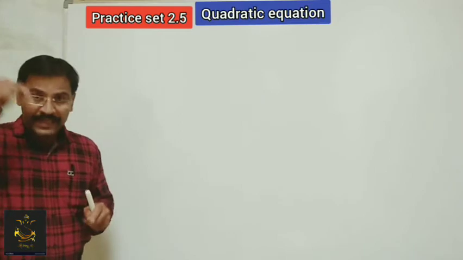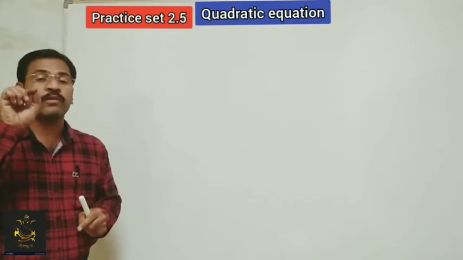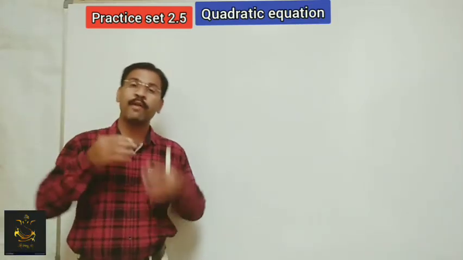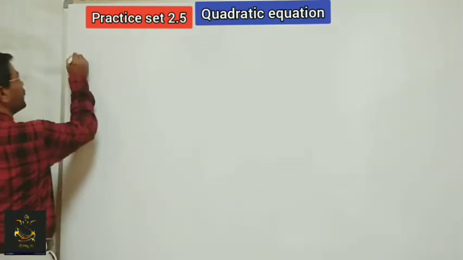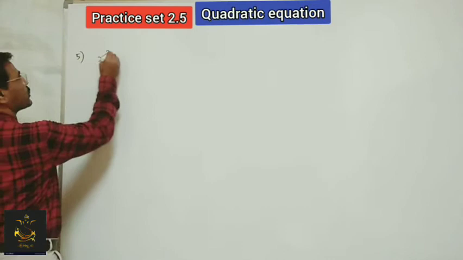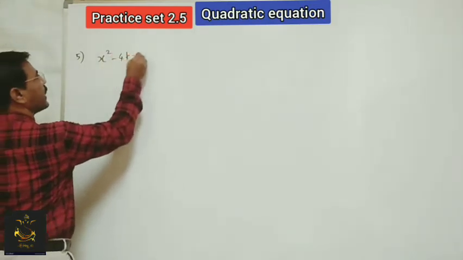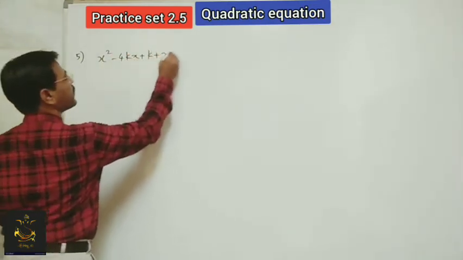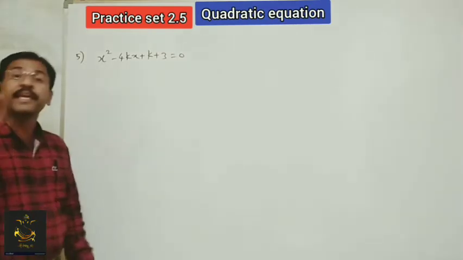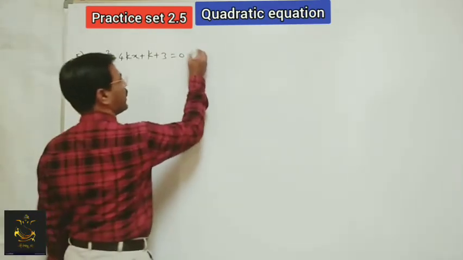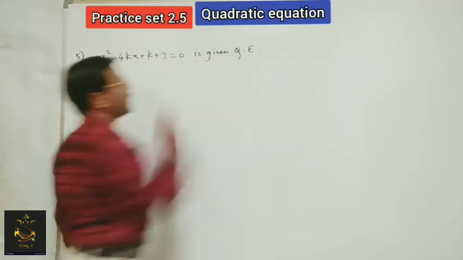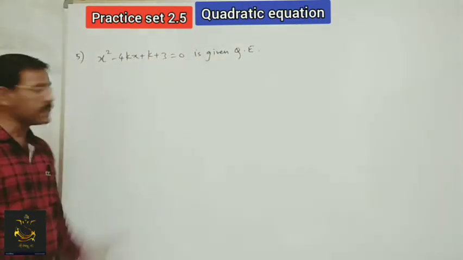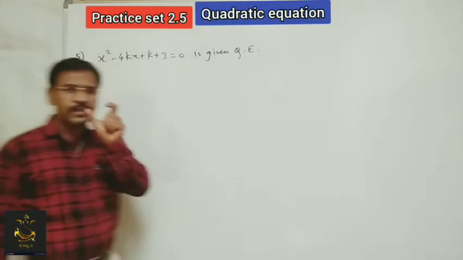Okay. Now, in that quadratic equation, the term k is there, and we have to find the value of k here. Okay, see first. This is the fifth one. x square minus 4kx plus k plus 3 equal to 0 is the given quadratic equation. Okay friends, now we need what?